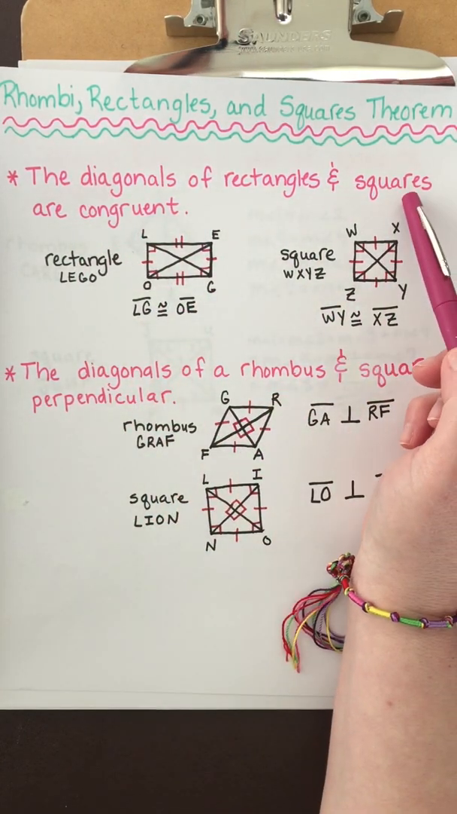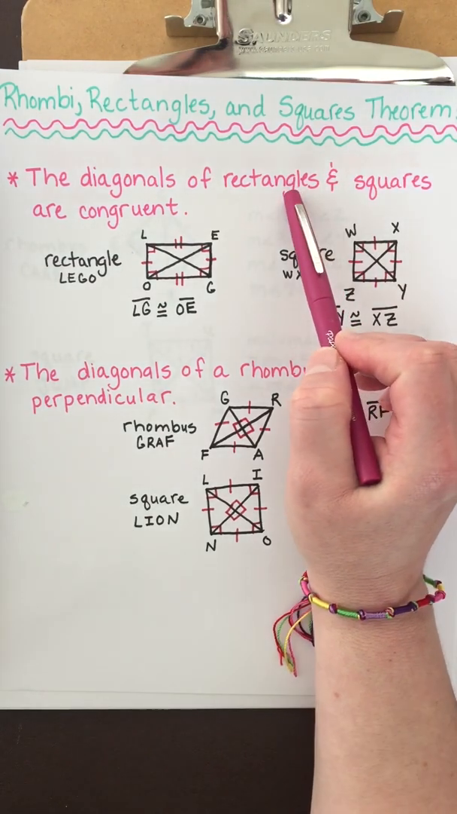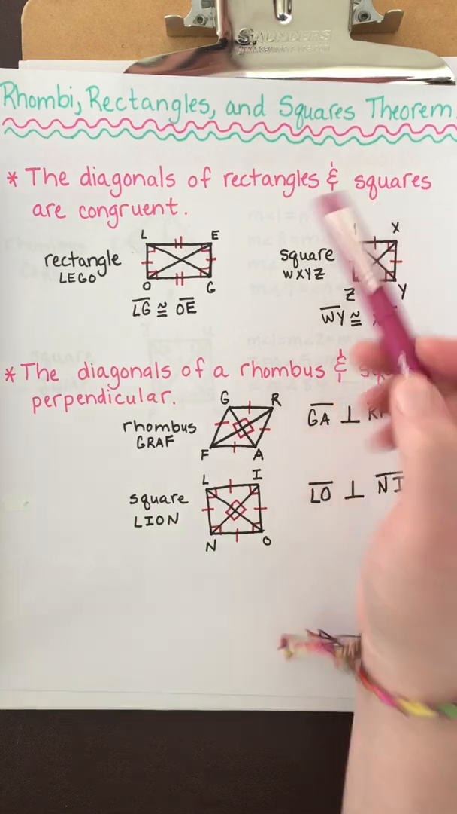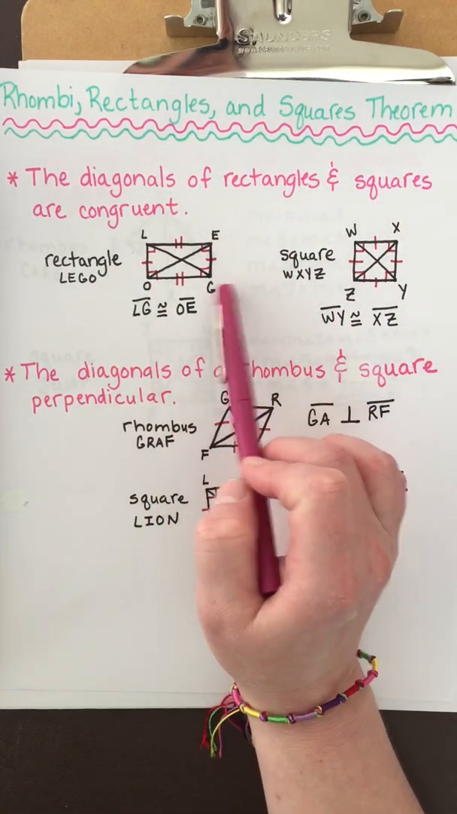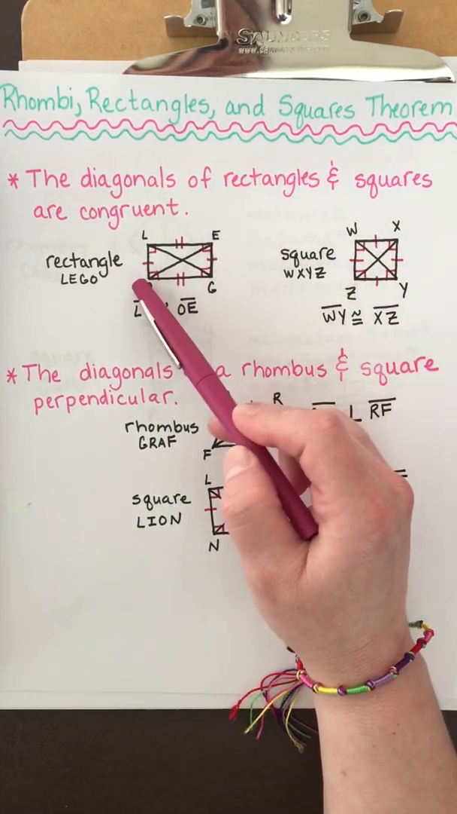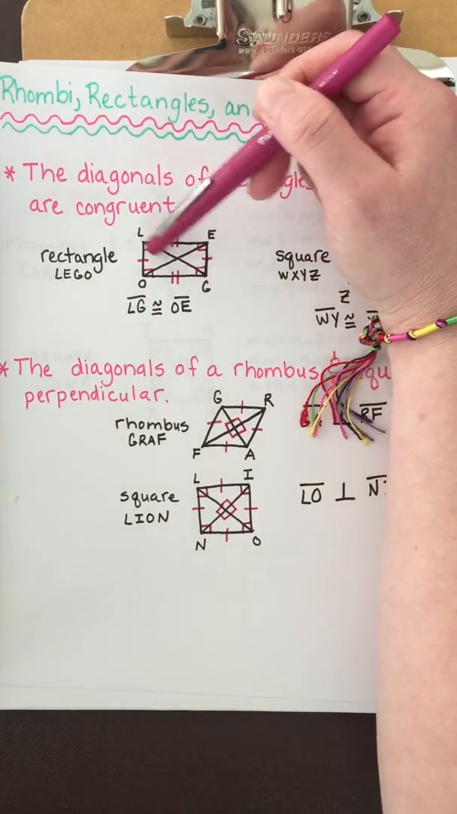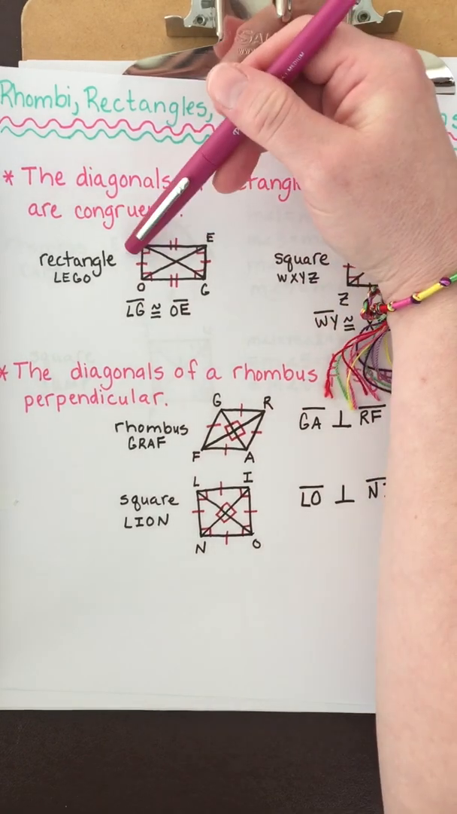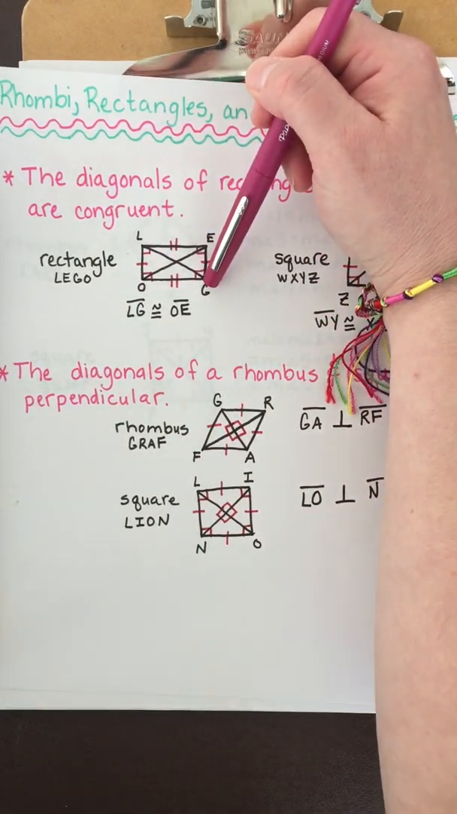And just remember, a square is a rectangle, so if something's true for a rectangle, then it's also true for a square. So here we have rectangle LEGO, so that means that the length of this diagonal is congruent to the length of this diagonal. They're equal, so if this was 10 centimeters, then this diagonal would also be 10 centimeters.